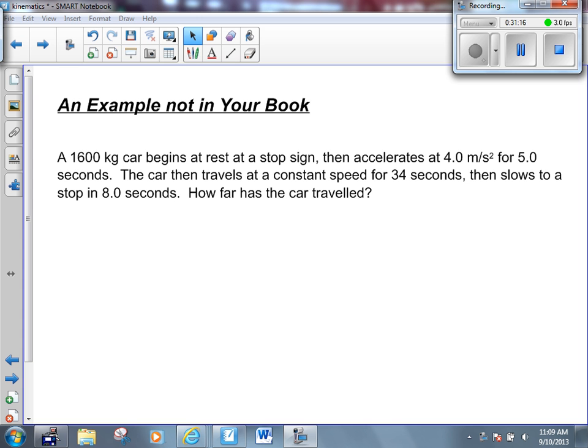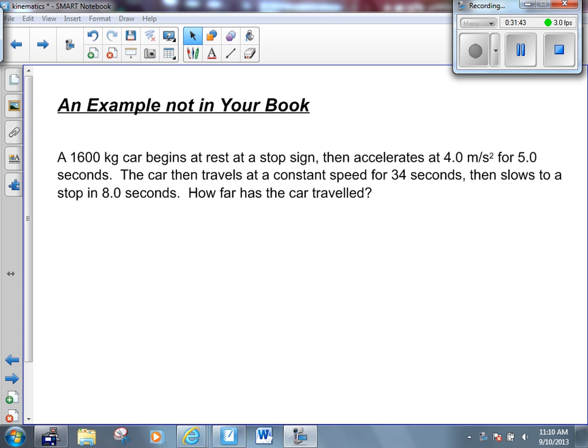All right, let's take a look at one more example on this topic here right now. A little bit more of a challenging example here. It says a 1,600 kilogram car begins at rest at a stop sign, then accelerates for 4 meters per second squared for 5 seconds. The car then travels at a constant speed for 34 seconds, then slows to a stop in 8 seconds. How far has the car traveled?